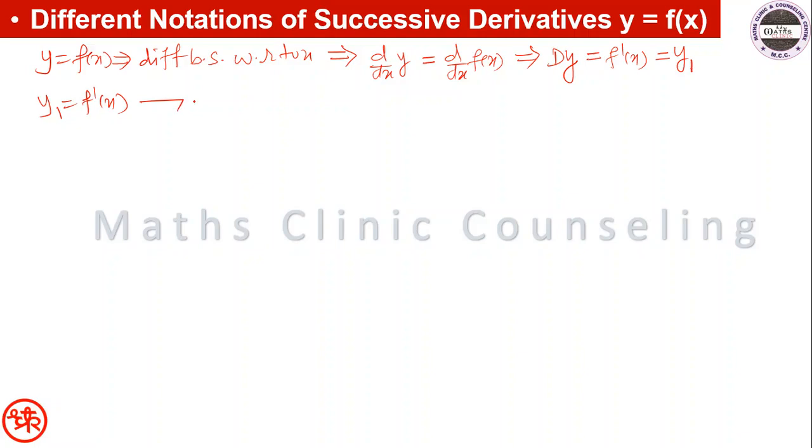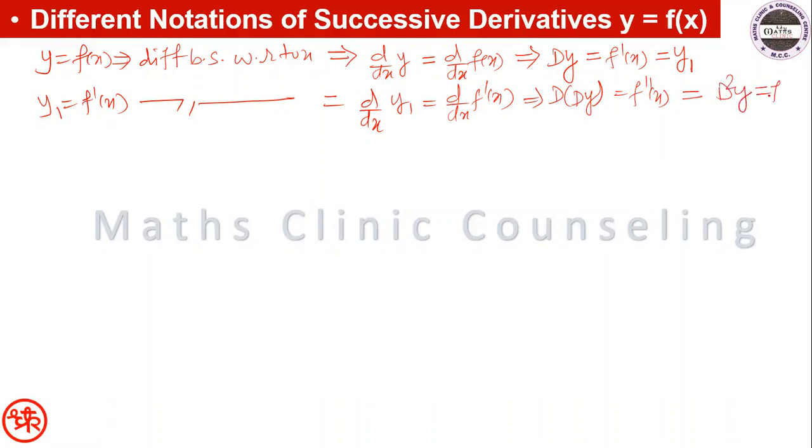Again differentiating both sides with respect to x, you will get d/dx of y1, that is equal to d/dx of f dash of x. So this implies that d of y1 is equal to f double dash of x, and so d2 of y is equal to f double dash of x. Is that clear? Similarly, now let us see.